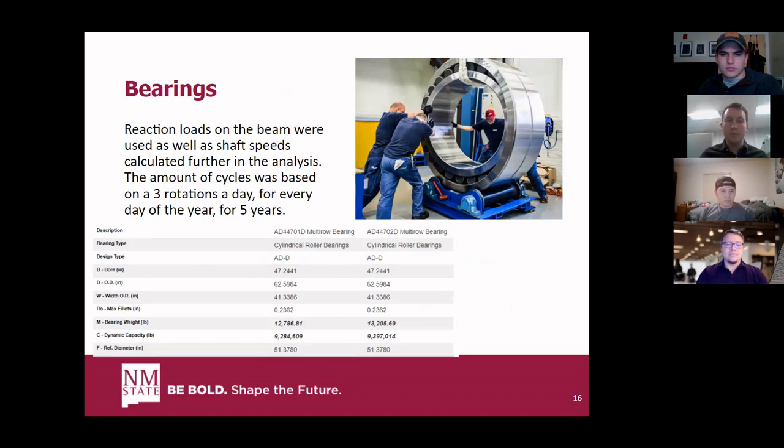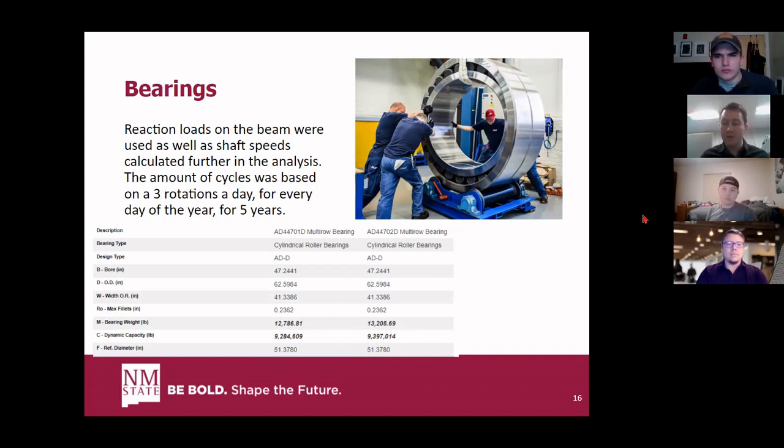Then on to the bearings. Bearings are needed because without the bearings, the shaft would have to rotate on the supports. And since the shaft is carrying such a large load, the friction would make turning the bridge impossible. So we were able to find some bearings that actually have a 4-foot bore, which would support our 4-foot diameter of the shaft. And here you can see the ratings for the bores.